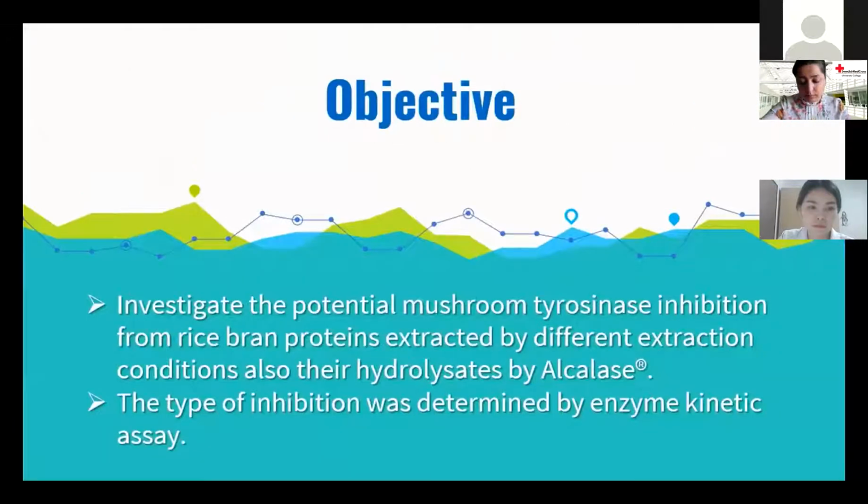Let's take a look at this work. The aim of this work is to investigate the potential of mushroom tyrosinase inhibition from rice bran proteins extracted by different extraction conditions, as well as their hydrolysis by alcalase enzyme, and the type of inhibition was determined by enzyme kinetic assay.